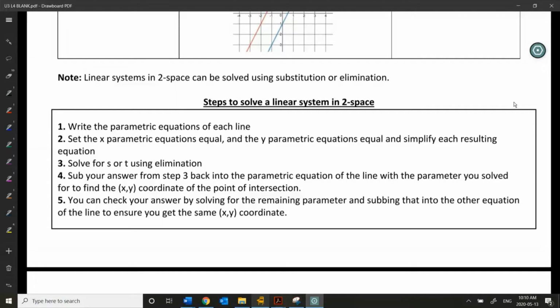Typically they'll be s or t, but if there's something else, solve for one of them using elimination. You're going to take that answer that you got from step 3 and plug it back into the parametric equation of the line with the parameter you just solved to find the xy coordinates. Now we can also solve for the other parameter that we didn't solve for and sub that back in to check our answer. That's not a necessity, but it is a great way to feel a little bit more confident that we solved for the correct point of intersection.